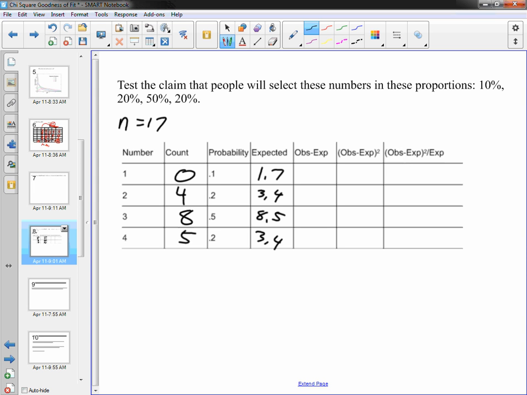Okay? What's wrong with this right here? We need to expect what in each category? 5. So we'll proceed with caution, just so we can work this out.